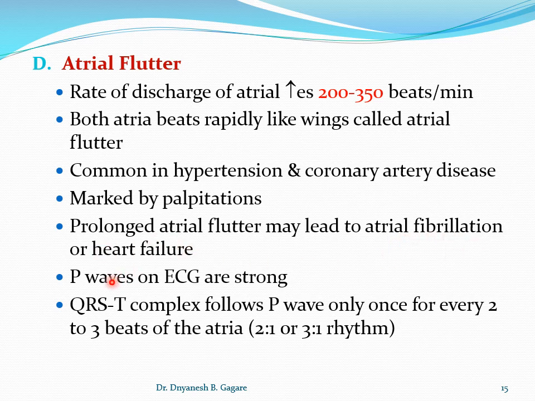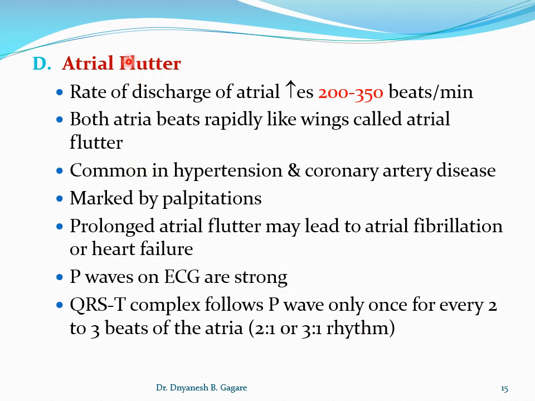And how does it affect the ECG? Here the P waves on the ECG are strong, but the QRS complex follows the P wave only once for every 2 to 3 beats of the atria. It means in this case there is contraction of the ventricle for every 2 or 3 contractions of the atria, and that is how atrial flutter affects the ECG.